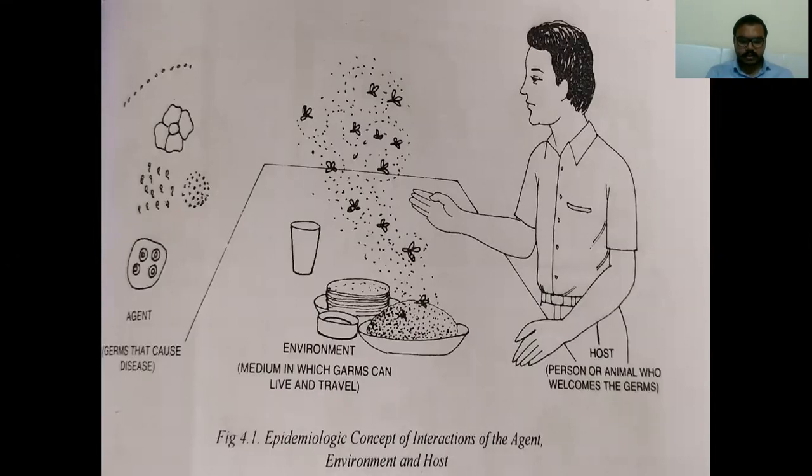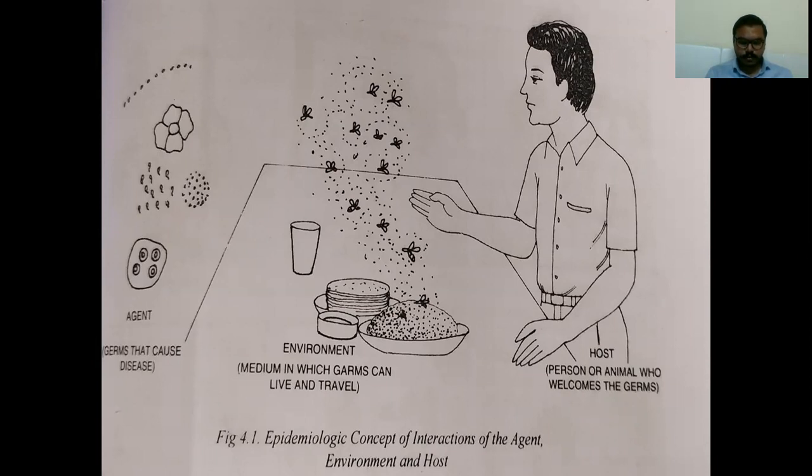We'll talk about agent first. Agent is a microorganism, or we can say a germ. Agent is a microorganism such as bacteria, protozoa, viruses that initiate a disease process. An agent starts the process of the disease. They may contaminate the atmosphere or the environment. Contaminate means they can pollute the atmosphere or the environment.